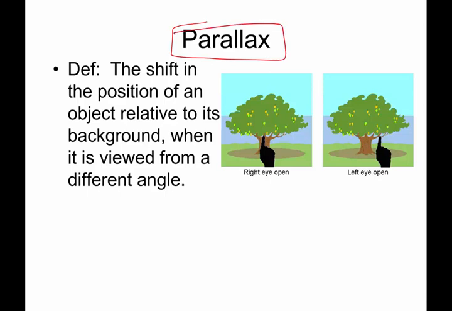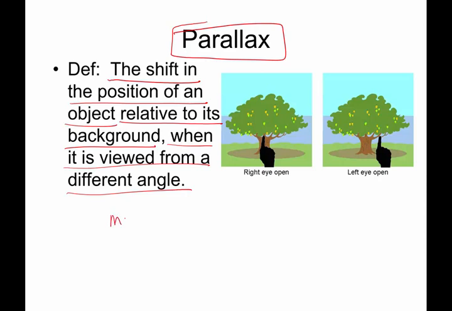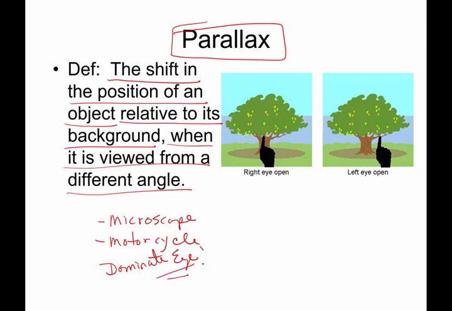Now, parallax is defined as the shift in the position of an object relative to its background when it is viewed from a slightly different angle. Those of you who have ever messed with a microscope in biology probably had to figure out your dominant eye and work with parallax. If you have ever taken maybe a motorcycle class or a shooting class, sometimes they ask you to determine what is your dominant eye.